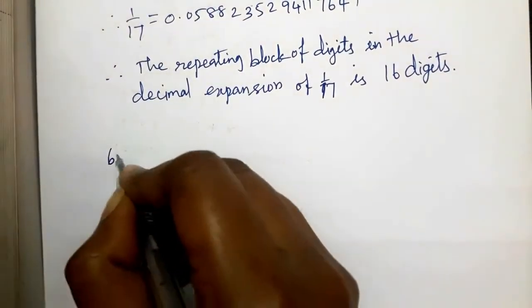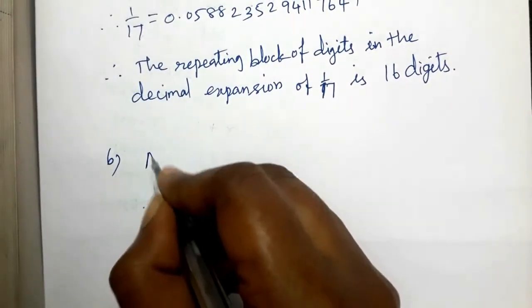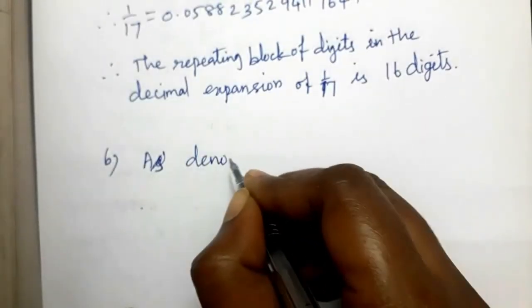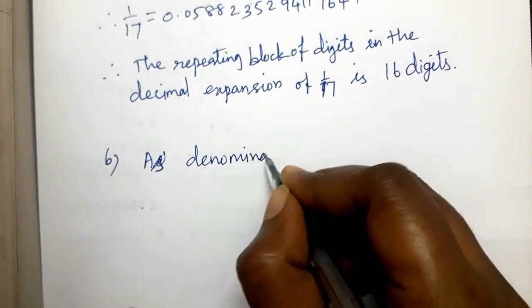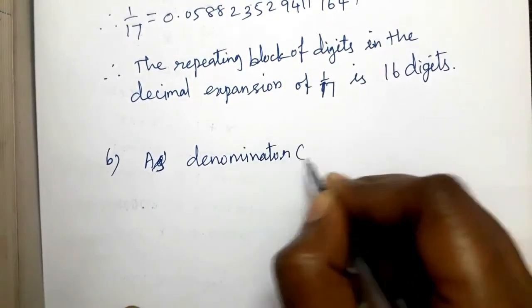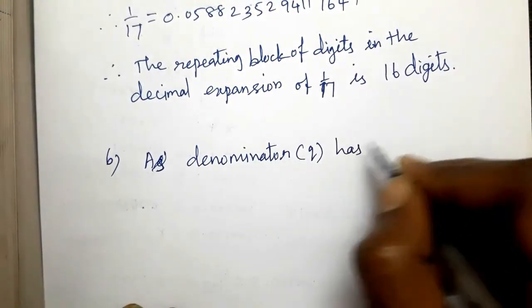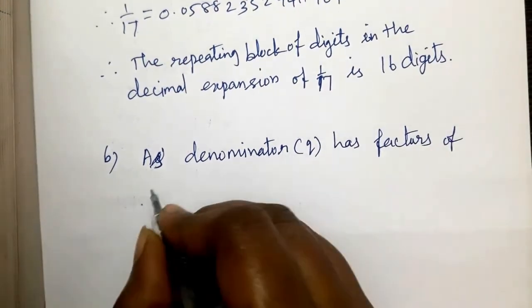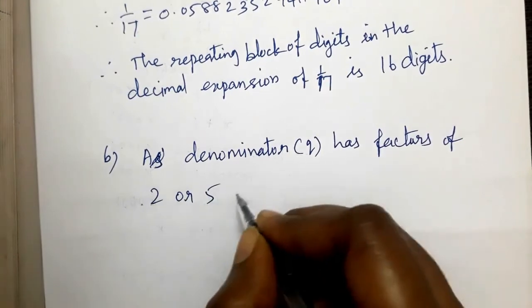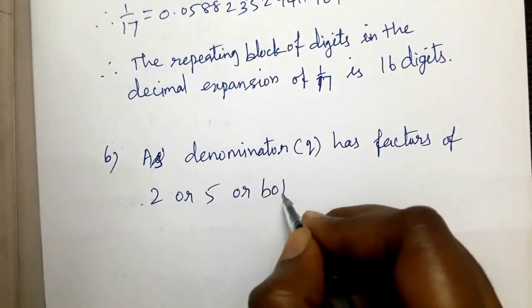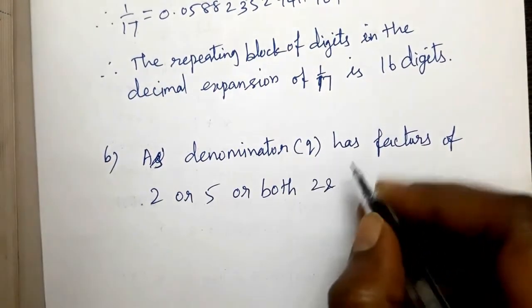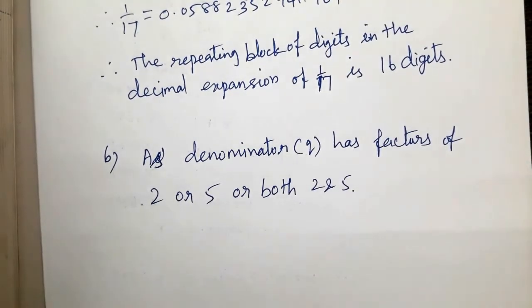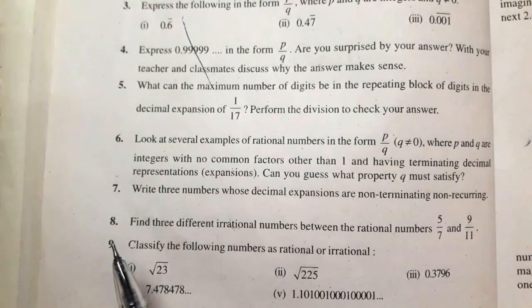Question number 6, we can write the same here: the denominator has factors of 2 or 5 or both 2 and 5. That's all for the sixth one. Now move on to the next question. Let's see question number 7.